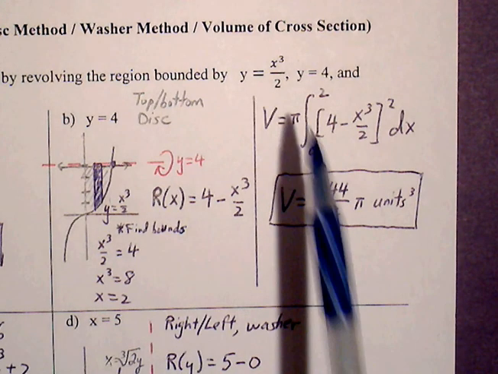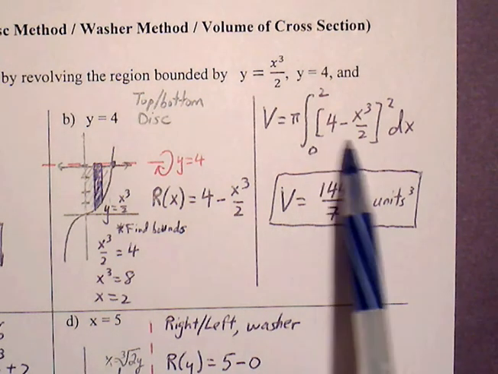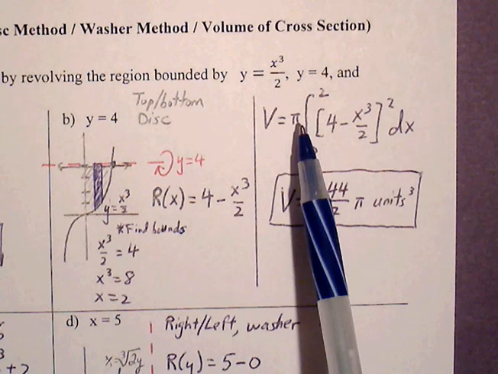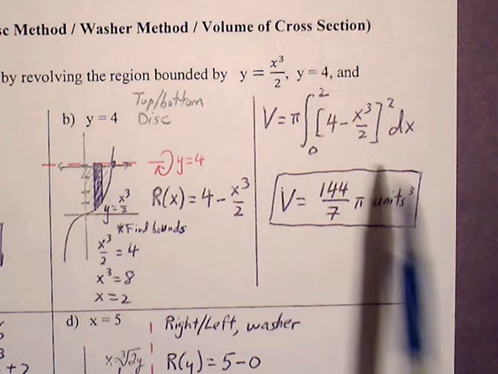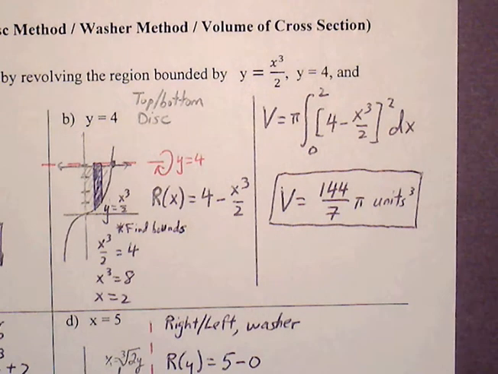So we know our bounds will be from 0 to 2, big radius squared, and we don't want to forget the pi. So pi big R squared, plug in your calculator, and you'll get 144 over 7 pi cubic units.